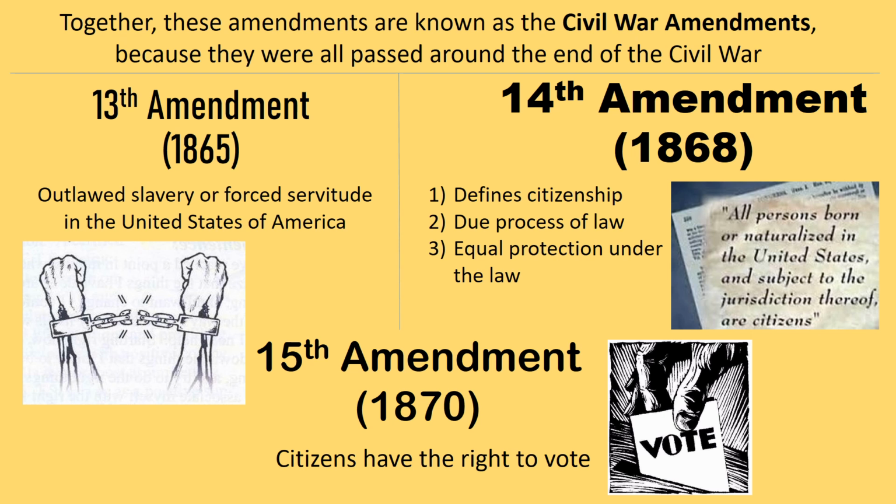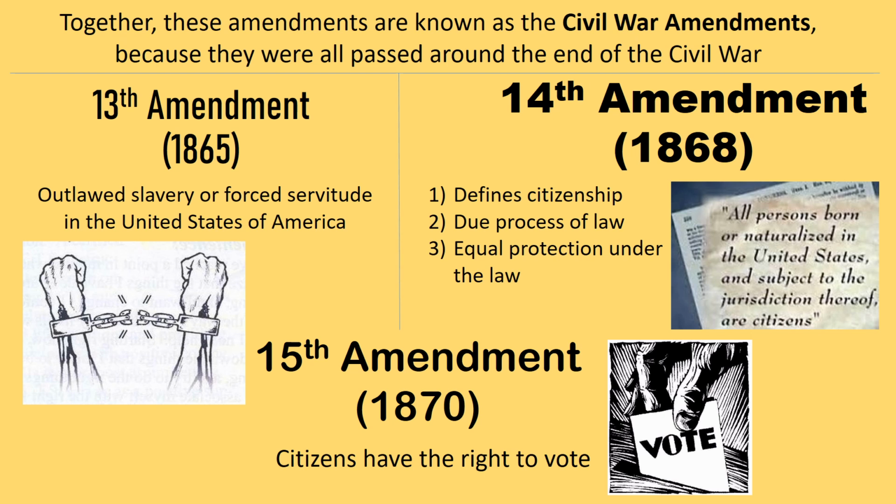The 13th, 14th, and 15th Amendments, as you can see up top, are known as the Civil War Amendments because they were all passed around the time of the ending of the Civil War, and they all dealt with issues for which the Civil War was either fought over or greatly debated at this time. Let's start with the 13th Amendment, which outlawed slavery or forced servitude in the United States of America. Once and for all, no more slavery. That was passed the year the Civil War ended.